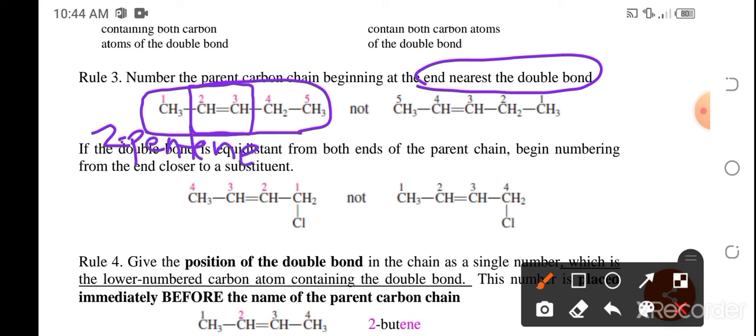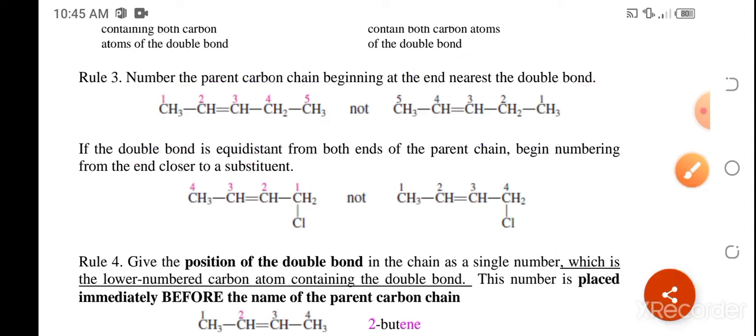You're not going to start with right to left because otherwise the double bond is in between 3 and 4. So hindi siya pwedeng ganon. So come up with a numbering system into which you have the lowest number for the double bond.